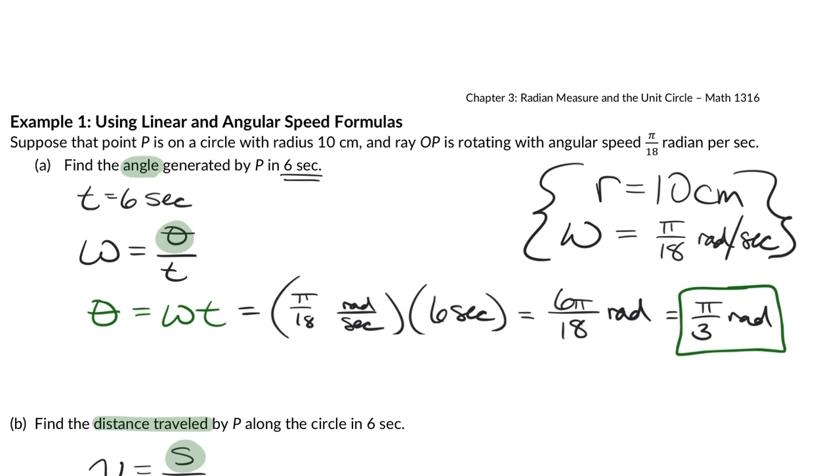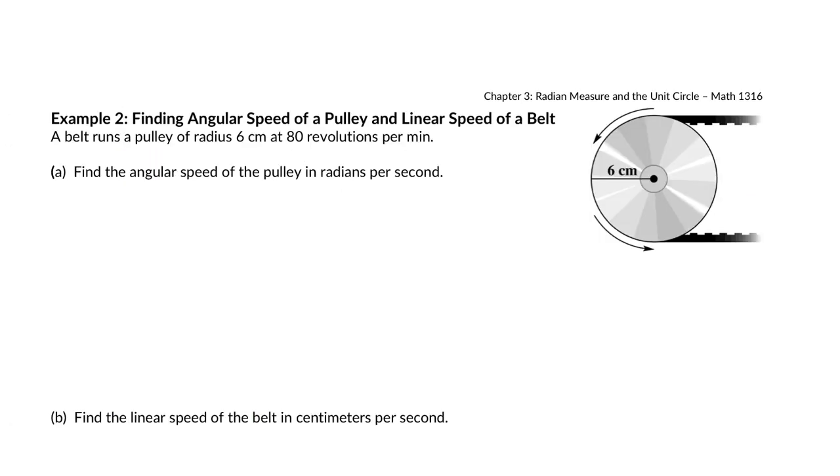Now this becomes especially important to check your units when you're given a problem like example 2. It says a belt runs a pulley of radius 6 centimeters at 80 revolutions per minute. So this one's easy. The question I'm going to ask is easy. Okay, you sure? r is equal to what? 6. What letter did they give us here?